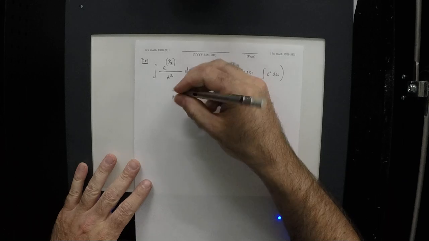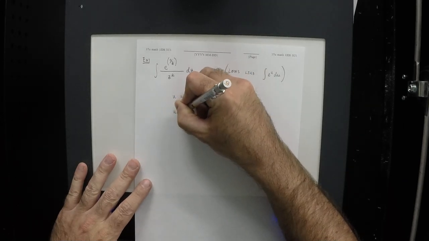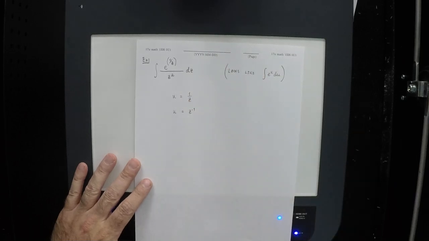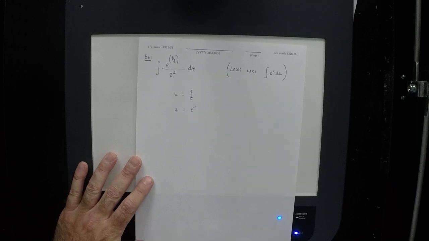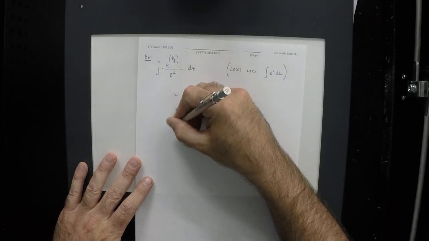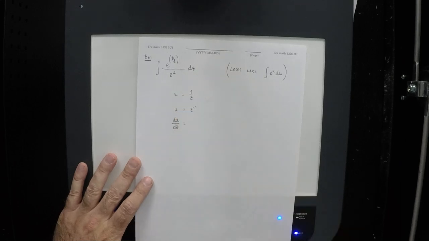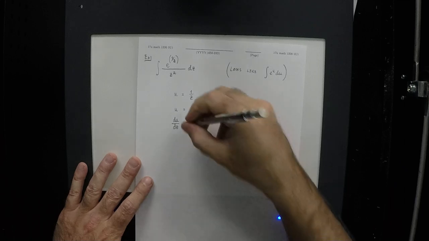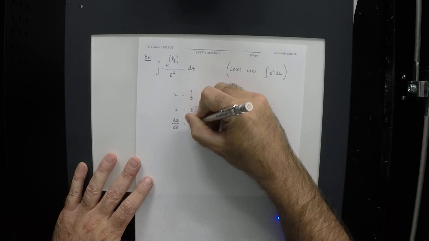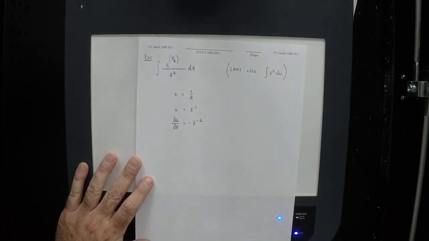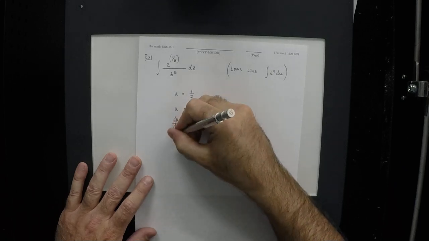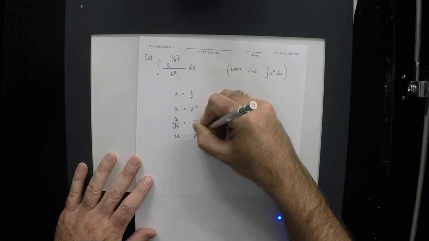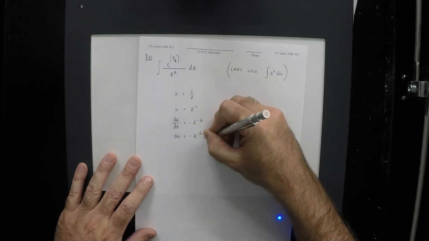Find du. Well, I'm going to write u in a slightly different way that's more amenable to calculus. I'm going to write it as z to negative 1, because then it's slightly easier for me to do calculus on it. In that case, what is du dz? Negative z to negative 2. Right? So now I'll solve for du and get negative z to negative 2 dz.